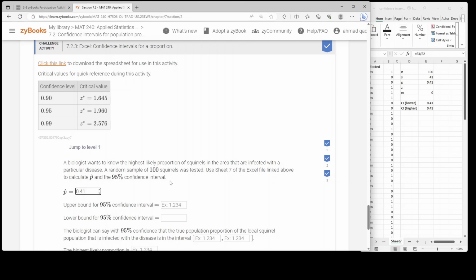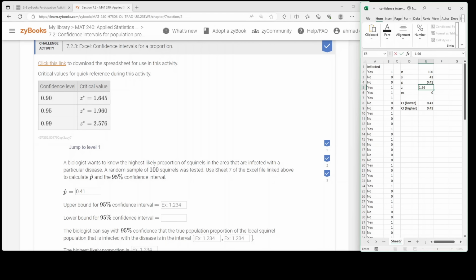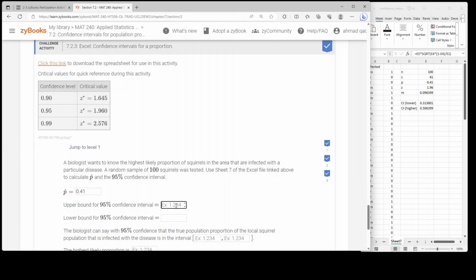Now we need the 95% confidence interval again, so we will use 1.96 for z. And that gives us the margin of error. And then the lower limit of the confidence interval is p minus the margin of error. And the upper limit is p plus the margin of error. So the upper bound here is 0.506, which is here. The lower bound is p minus margin of error. That's given here, 0.314.